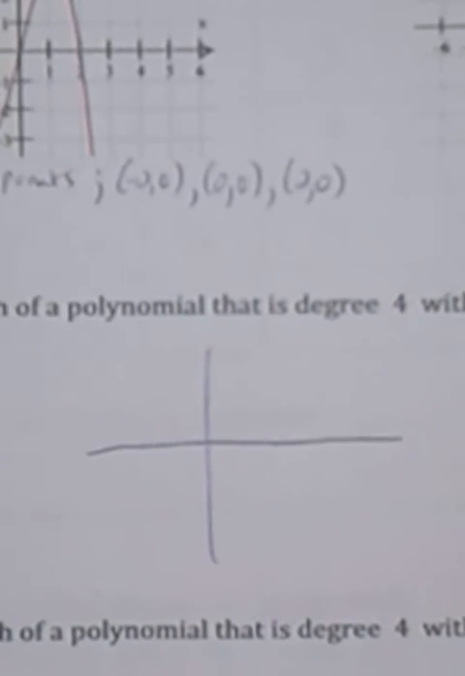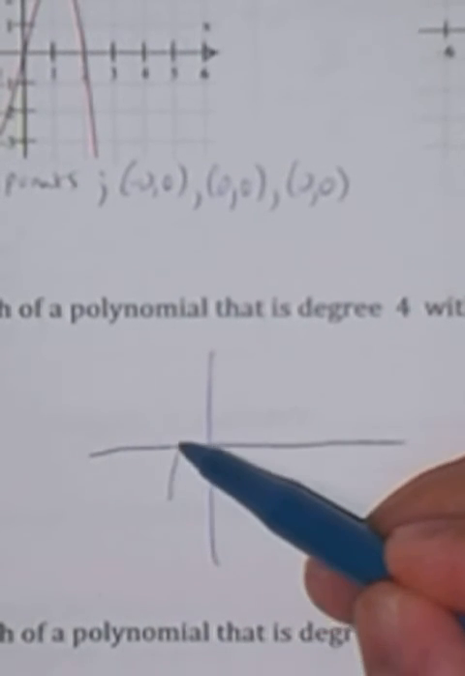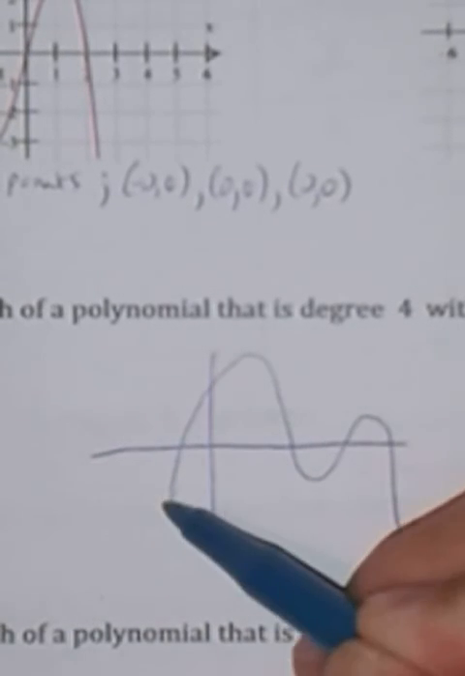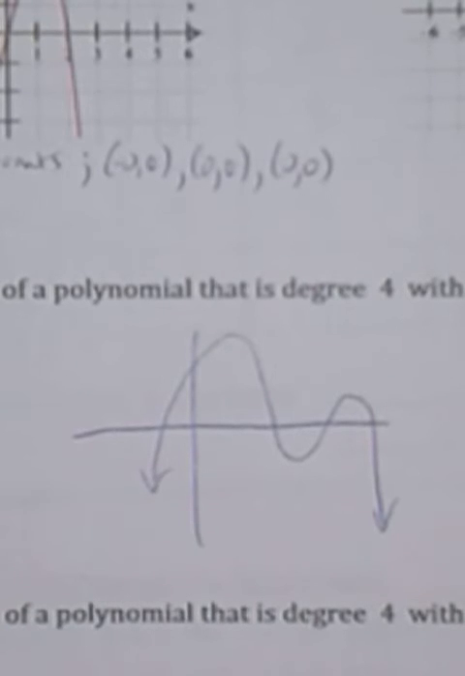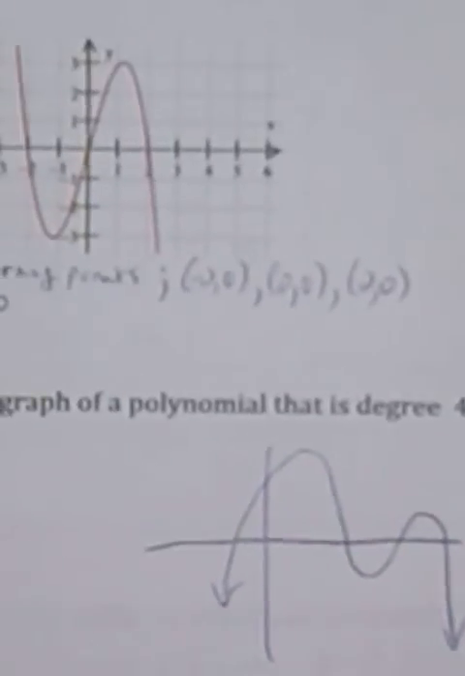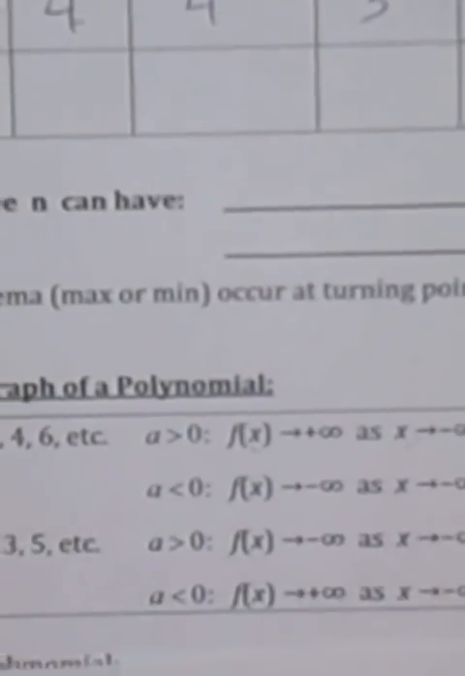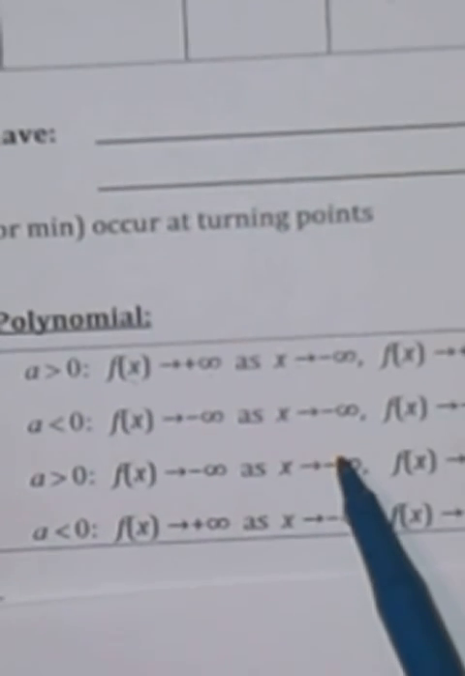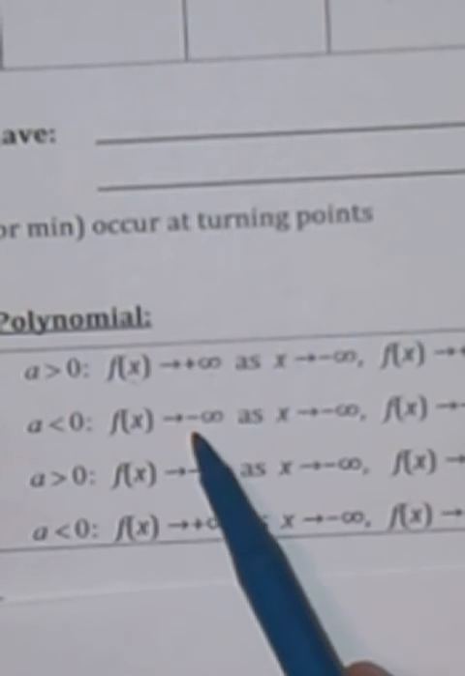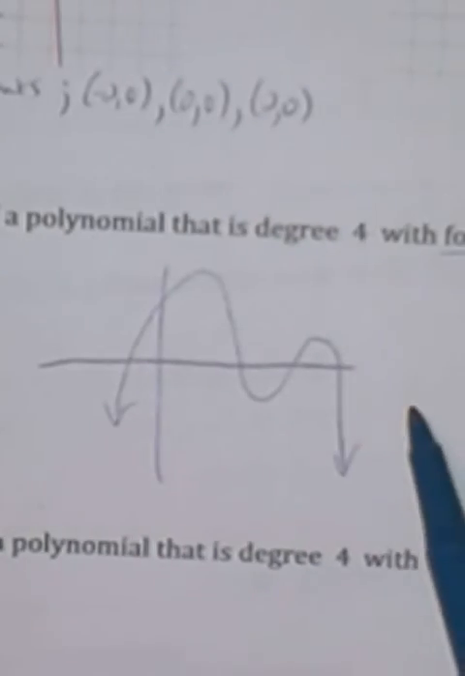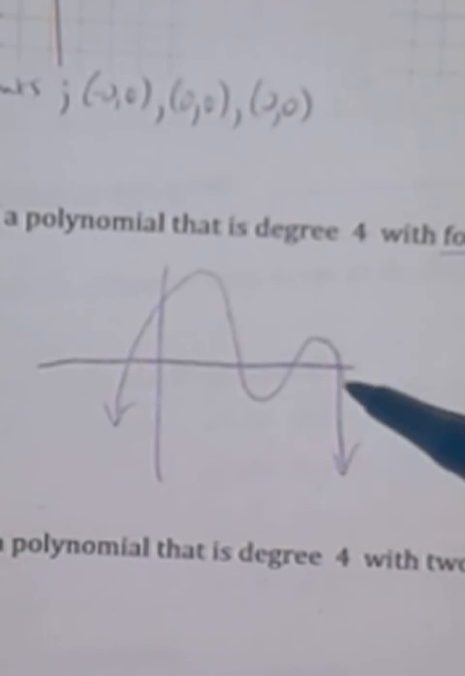Okay, so I'm just going to draw an M. Does it have to be a nice looking M? No, sometimes they're lopsided like so. Okay, as degree 4, a is less than 0. Right? And notice that also follows this right here. Degree 4 with a less than 0, f of x goes to negative infinity as x goes to negative infinity. It's to the left it's falling, and f of x goes to negative infinity as x goes to positive infinity. That means to the right it's falling. So that's what we have here. To the left it's falling, to the right it's falling also.